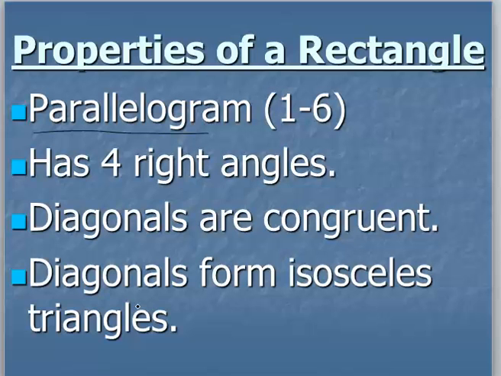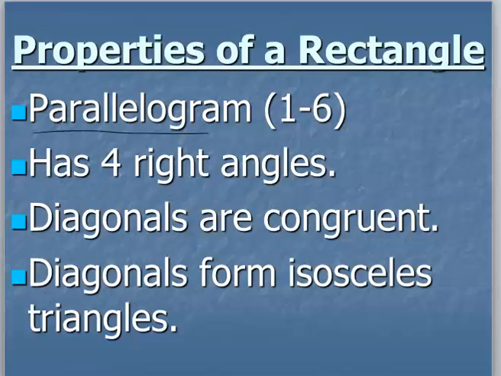Not all parallelograms have isosceles triangles. The rectangle does. So in addition to the parallelogram properties, I need to know there are 4 right angles, which we should already know about a rectangle. I need to know the diagonals are congruent. They're the same length. And since they bisect each other, all 4 small pieces of the diagonals will be congruent.